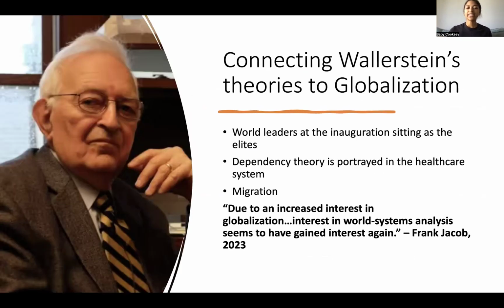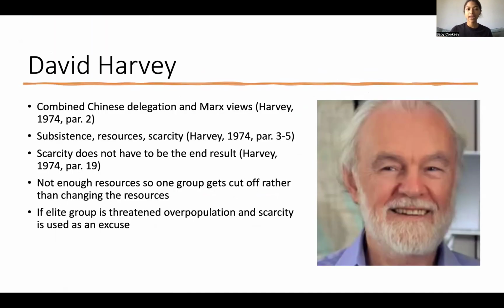Connecting Wallerstein's theories to globalization, the first thing that came to my mind was the world leaders sitting at the inauguration. It was all the different elites from across the globe all sitting on a pedestal at the inauguration for only one country. But even though it was an inauguration for one country, elites from across the globe all came together. The dependency theory is also highlighted in the healthcare system very blatantly.